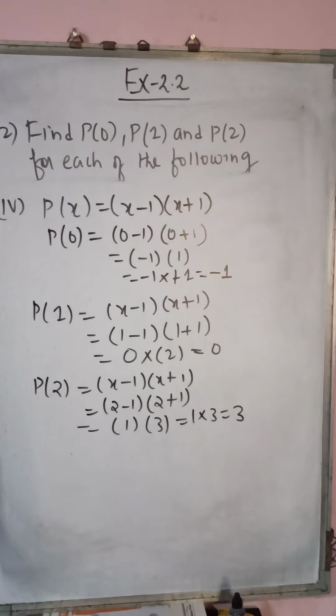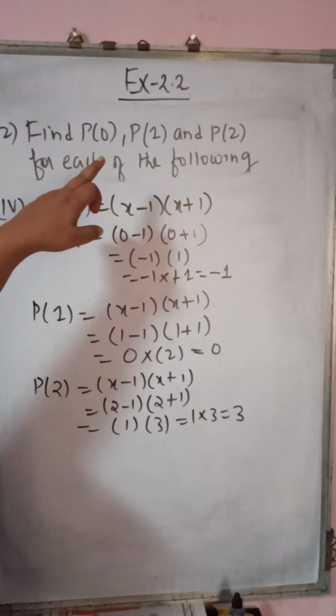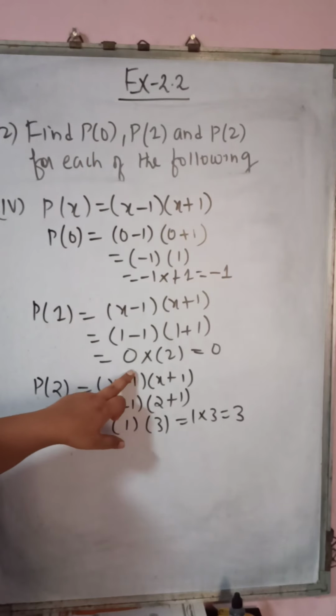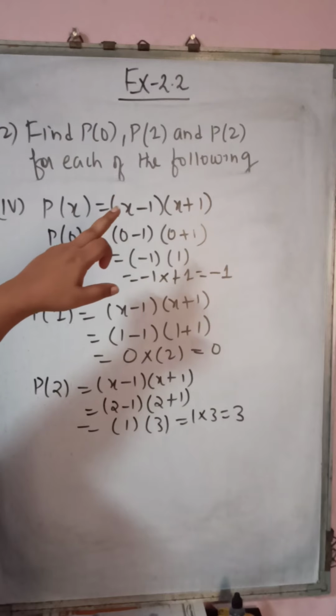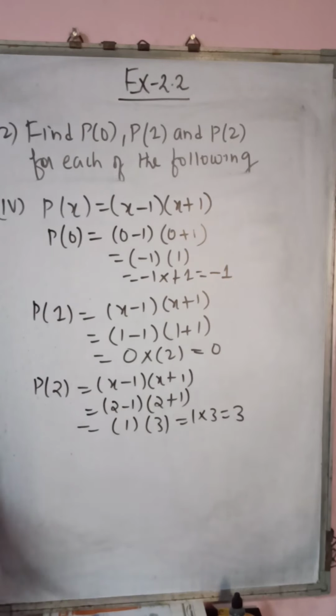So very simple. In place of x we'll put first 0, we'll get one answer. Then in place of x we will put 1, we will get one answer. And then we will put P of 2, means wherever x is there you will put 2 and then solve. So 3 answers we will get. So question number 2 is done.